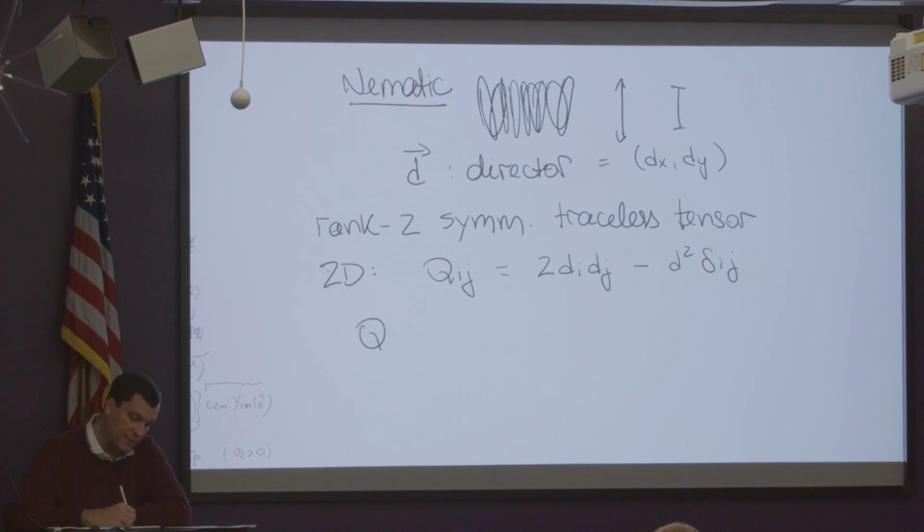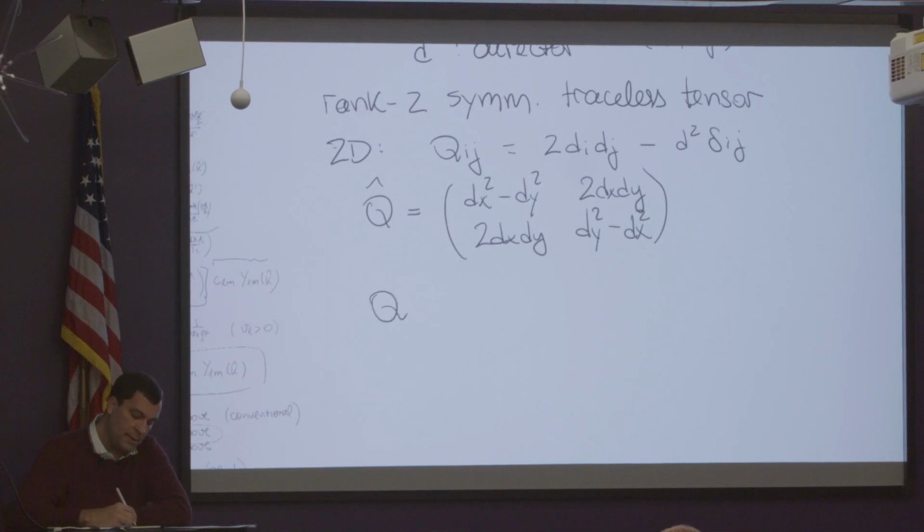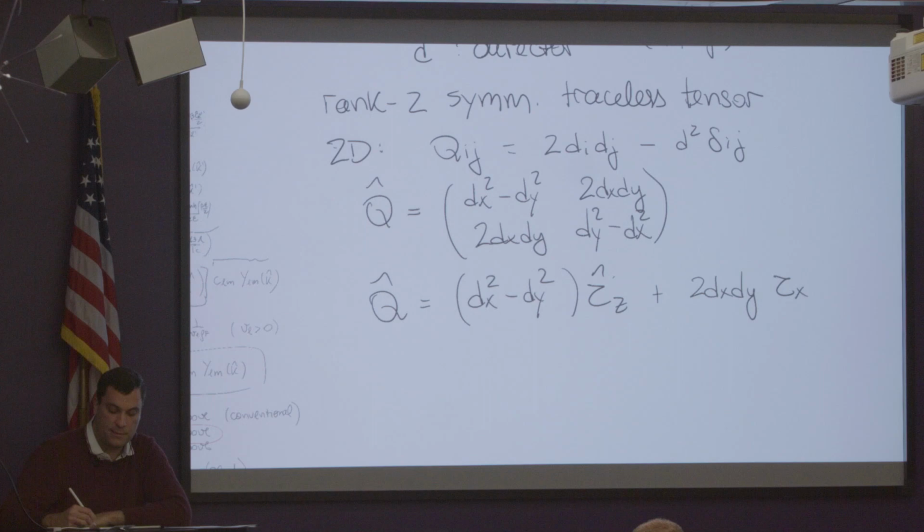And how is this connected to what I wrote before? Well, just write this in matrix form. This gives me dx squared minus dy squared. This gives me 2 dx dy, 2 dx dy, dy squared minus dx squared. Okay, I'm just writing the 3 independent components. You see trace is 0, it's symmetric. And I can think of this actually, if I write in terms of Pauli matrices, as dx squared minus dy squared, some Pauli matrix tau z, plus 2 dx dy, Pauli matrix tau x.